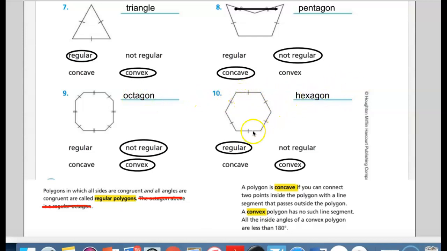1, 2, 3, 4, 5, 6. Is it regular? Yes, it is, because every single side is the same or congruent. All the angle shapes are exactly the same. Is it concave? No, there's no cave entry points. I can't walk into this cave, so it's convex. All right. I hope that was super easy. Let's look at the next page.